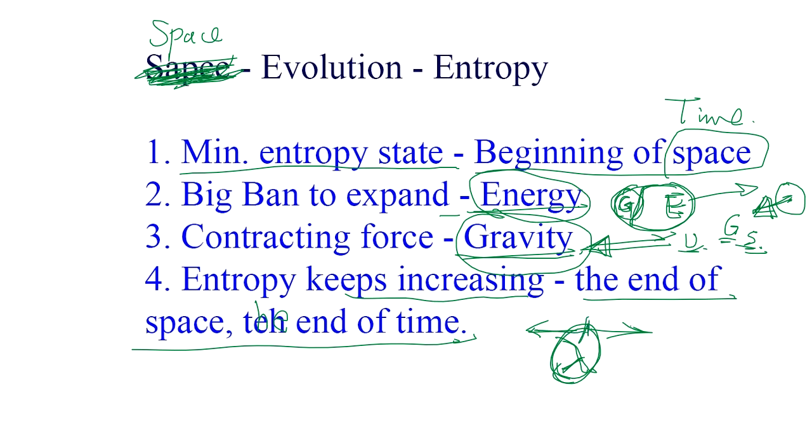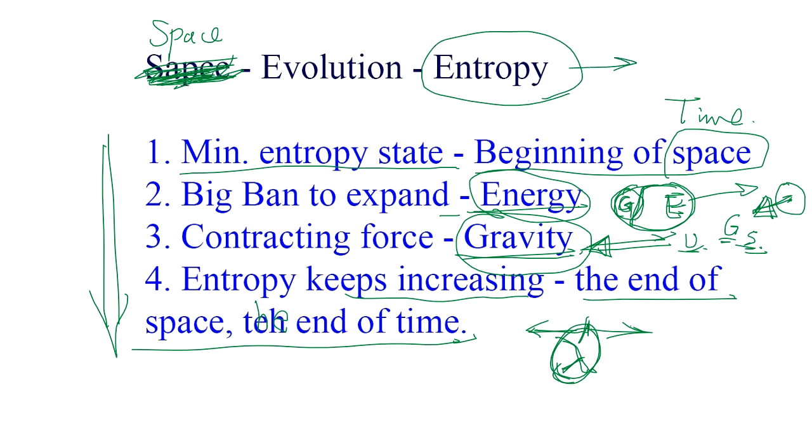Okay, so here, what is the quantity? Well, scientists guess it's entropy. Entropy keeps increasing, and when entropy increases to a certain point, then some qualitative change happens in space, which we don't know yet.